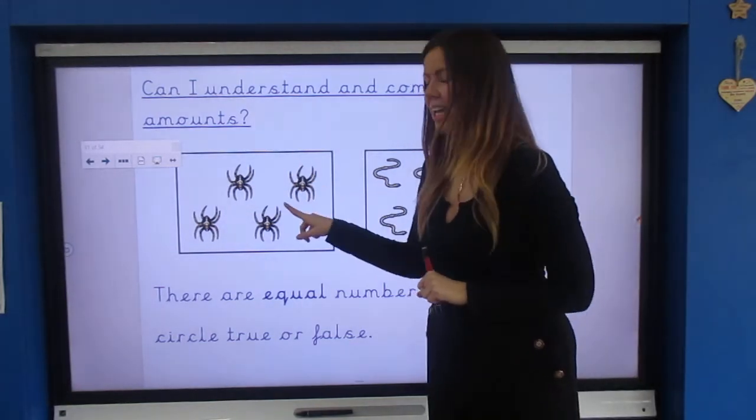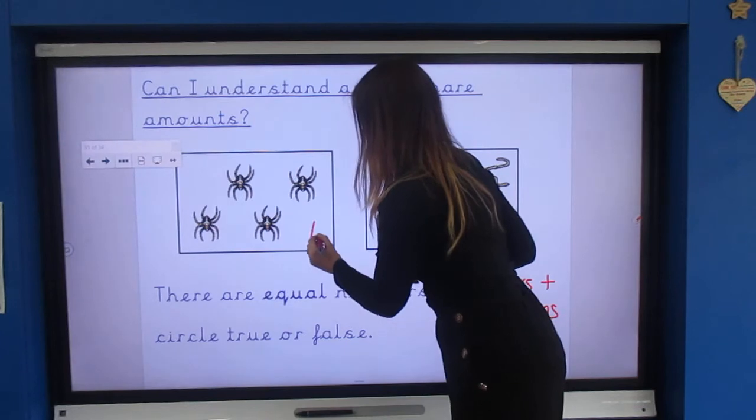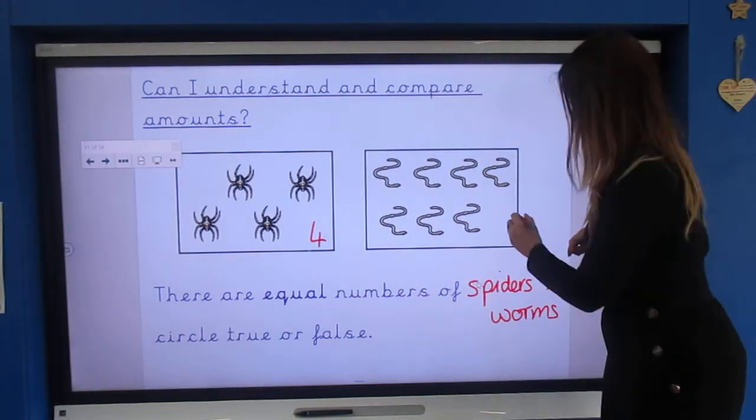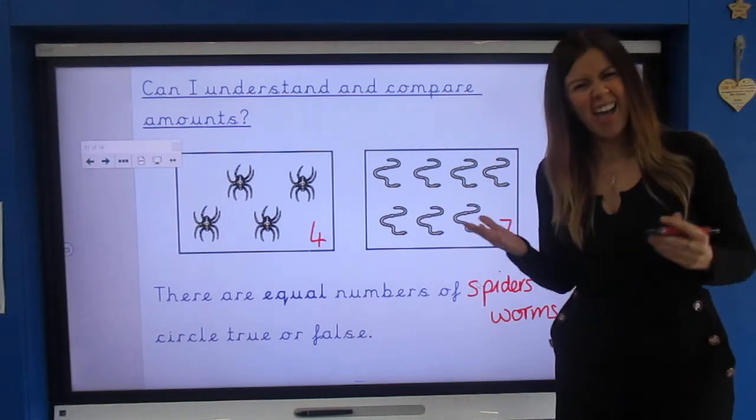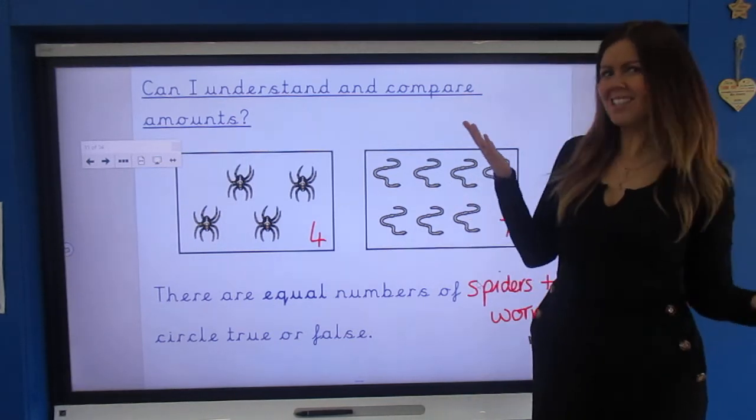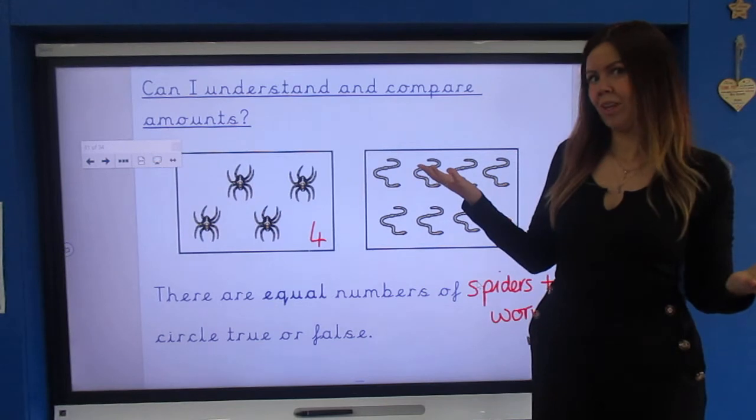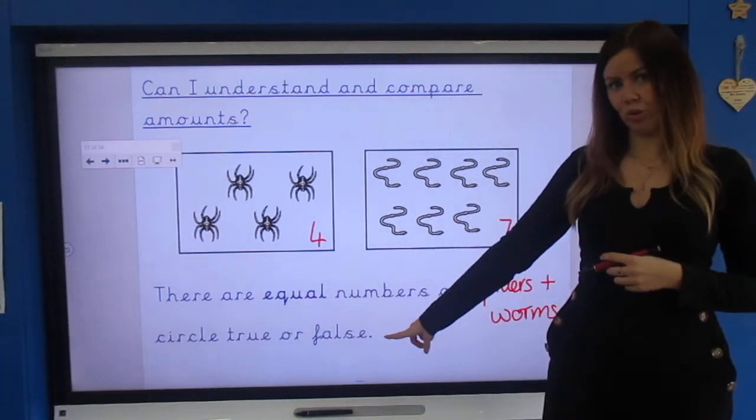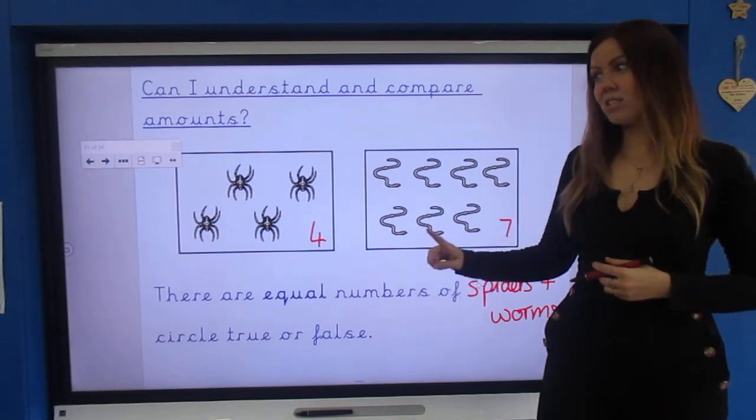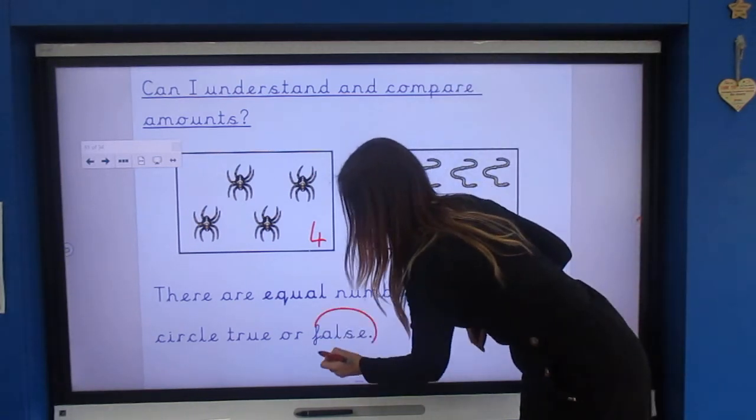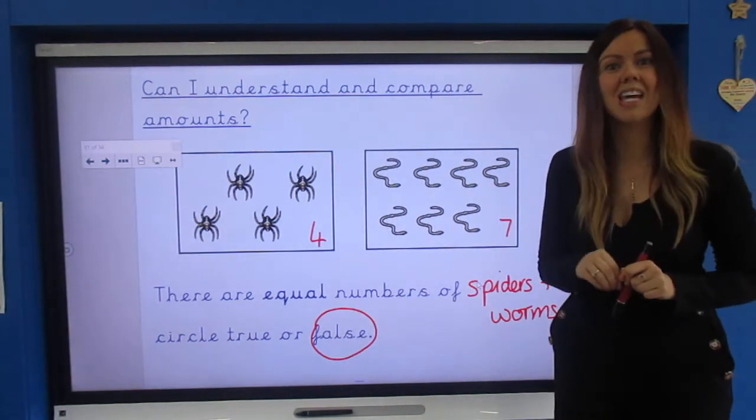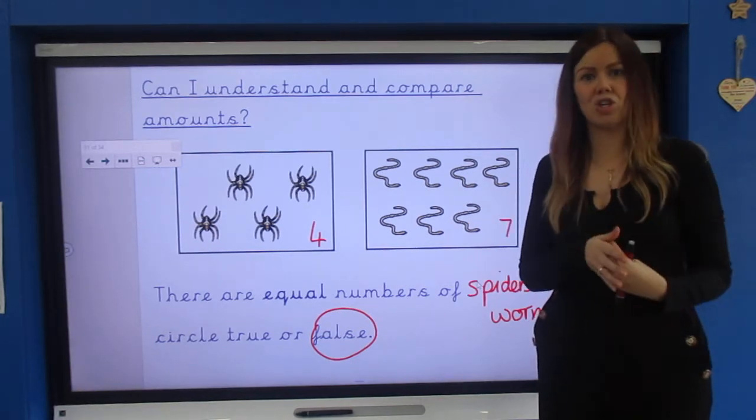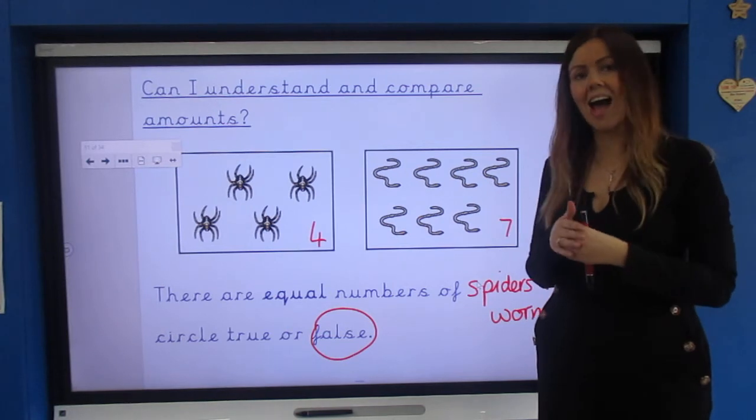1, 2, 3, 4. 1, 2, 3, 4, 5, 6, 7. Is that equal? Is it the same? No. So is it true or is it false? Okay, it's false. So you've got to really understand how to read the questions and know what the question is asking you and find the correct answer.